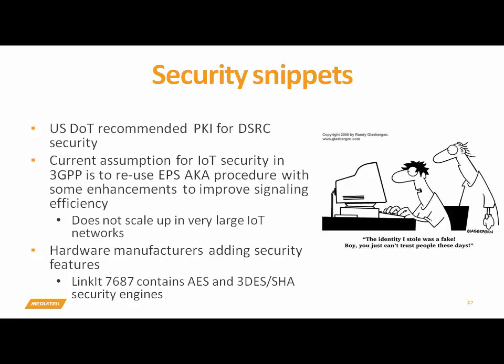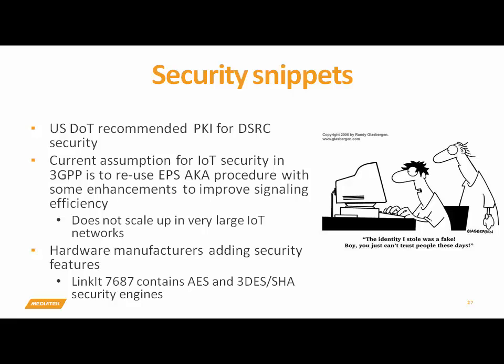A few security snippets that are on our radar recently. The US Department of Transport are recommending PKI for DSRC security. The current assumption for IoT security in 3GPP is that they're going to reuse the EPS AKA procedure, but add some enhancements to improve signaling efficiency. The difficulty is that it doesn't really scale up to very large IoT networks.